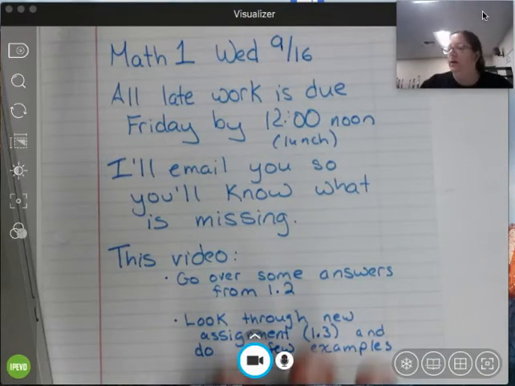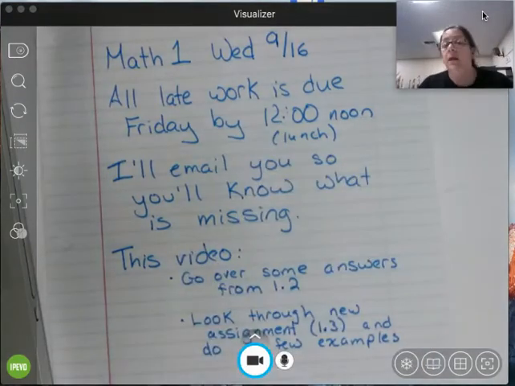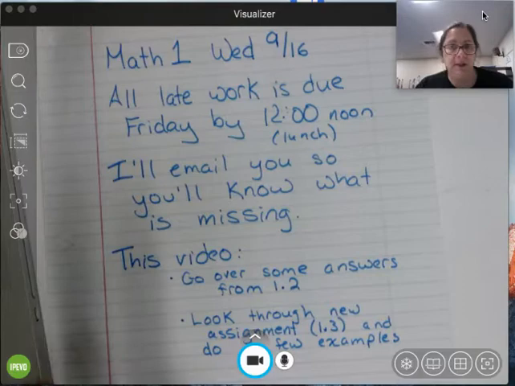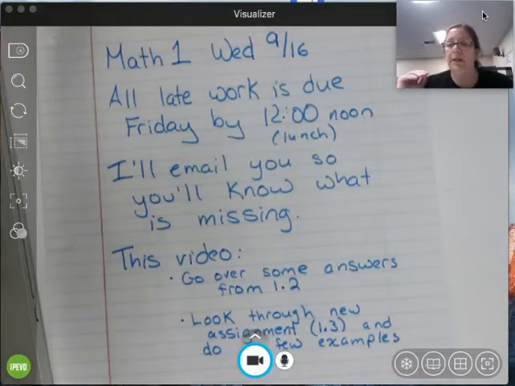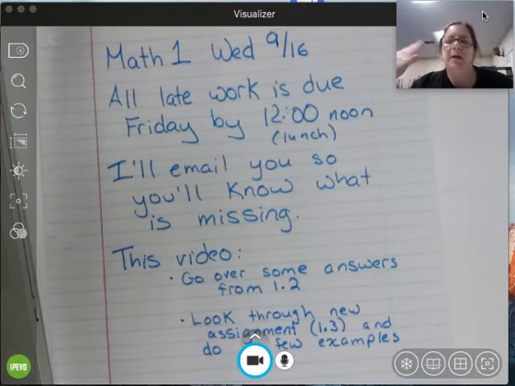A reminder that I said this in class. Any late work that you have is due by Friday, 12 o'clock. That's lunchtime, noon, to get credit. After that, it's too late. I know that last year a lot of teachers would say that, and then you'd have more time and more time. That's not happening this year with me.